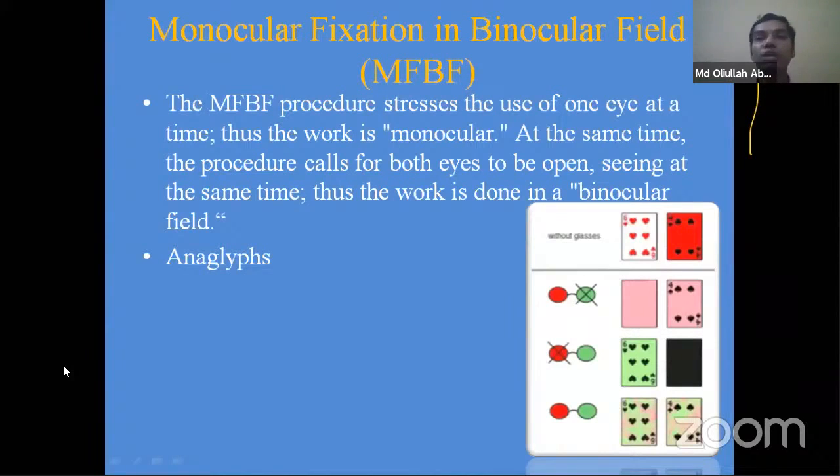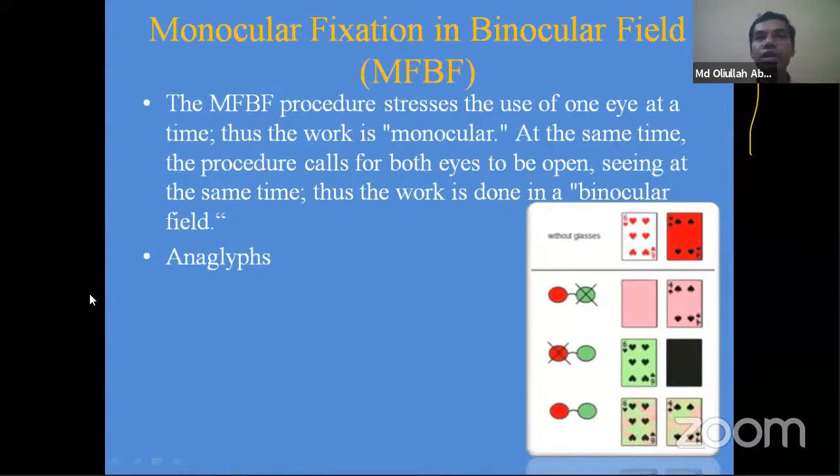So the commonest thing that we can perform is something called monocular fixation in a binocular field. In this process, it stresses that when it is monocular, you are giving a specific target to a particular eye, the dominant eye and then the non-dominant eye at the same point of time, but keeping the background visible for both. So the area of interest or the viewing area is common for both, but you have a specific task assigned to a specific eye, and that's the component of this MFBF.